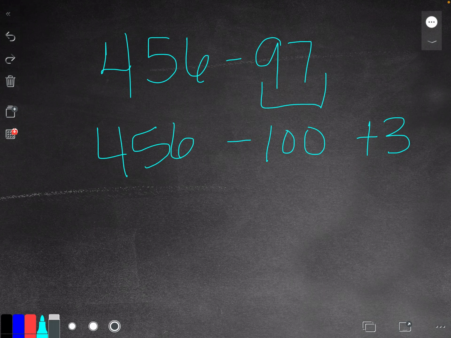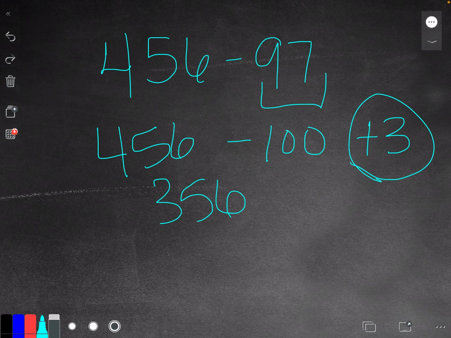456 minus 100 is 356. I'm going to add back the 3 that I took over, and that is 359. All right, so that is just an example of that. Let's see if we can do any more of those with you.